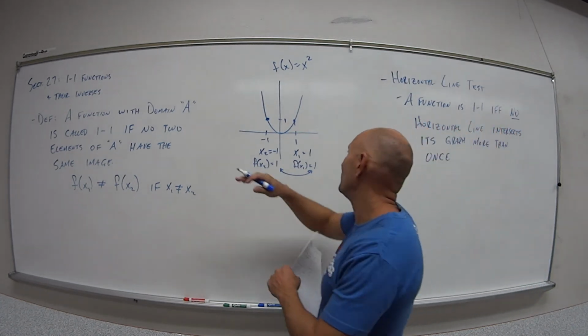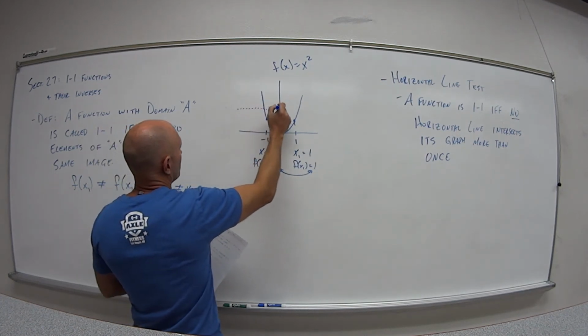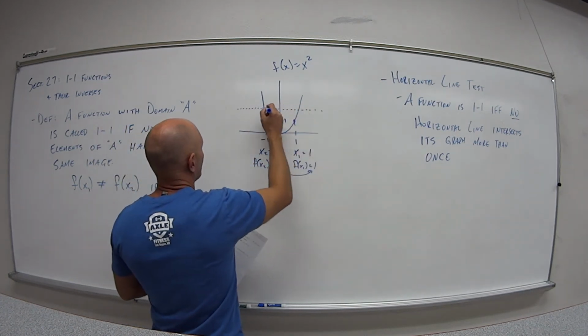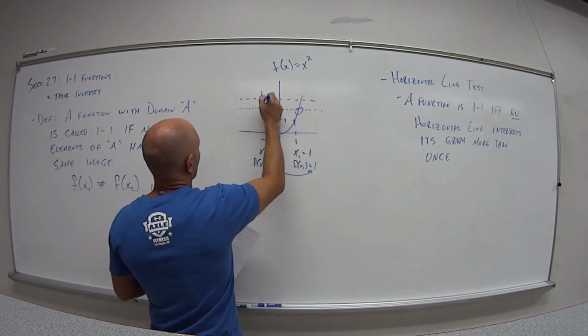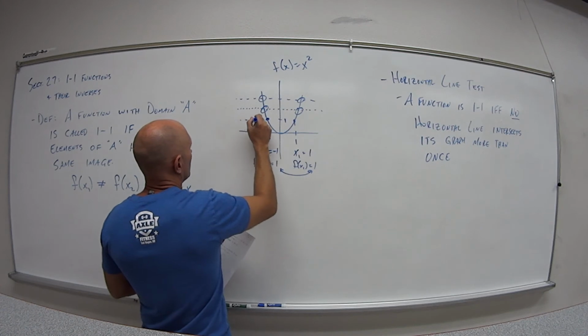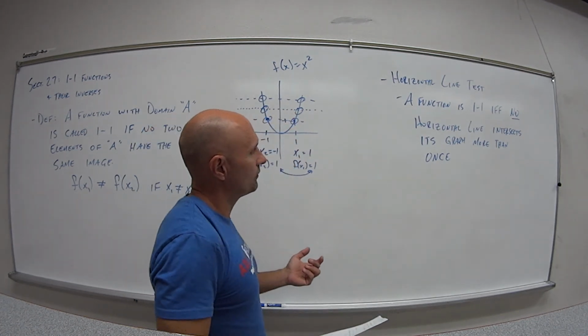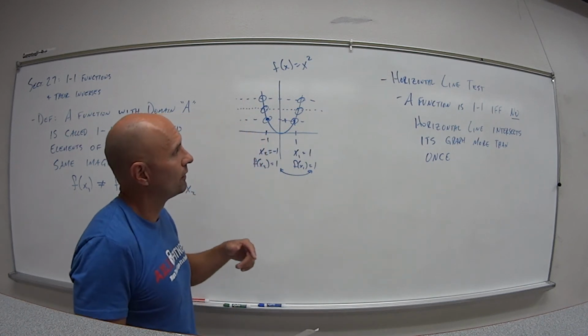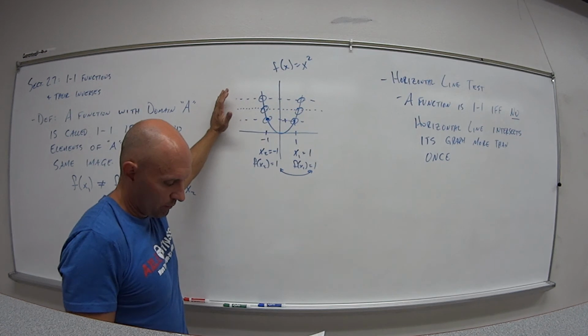And if we pick basically any line to draw horizontally across the parabola, we're going to hit 1, 2 spots. No matter where I do it, 1, 2, 1, 2, I'm always going to be hitting it more than once. So therefore, we know that x squared is not a one-to-one function.